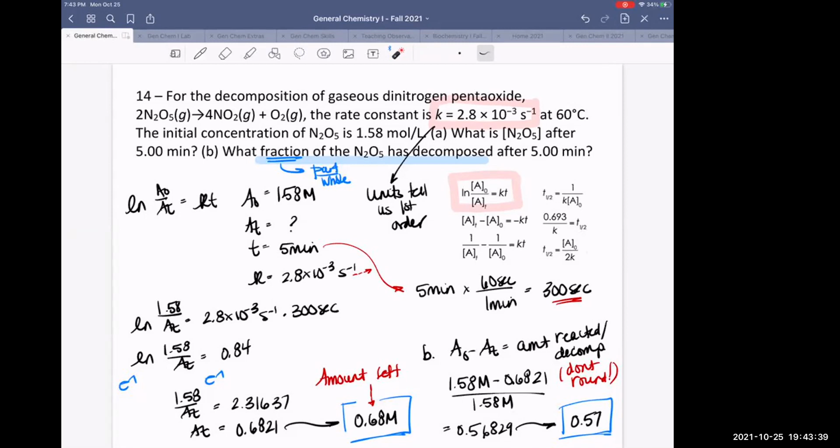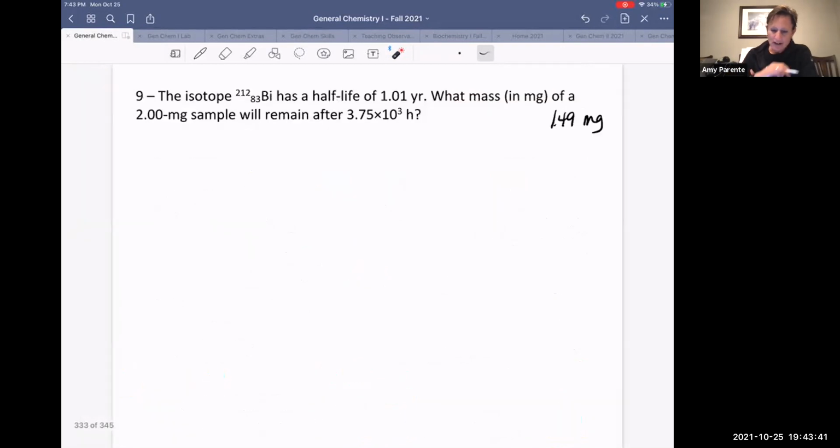All right. So let's work on another problem. I'll give you guys a couple minutes here to write down the prompt. And then I'm going to take down my screen sharing just so that I can continue to work on solutions for some future problems. So this is an isotope of bismuth. They give us the half-life is 1.01 years. We want to know what's the mass in milligrams of a 2 milligram sample that remains after 3.75 times 10 to the third hours. Okay, so I'm going to mute myself here.